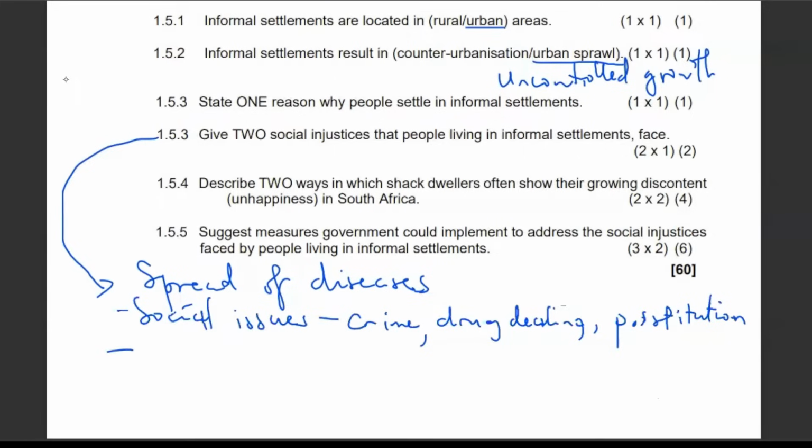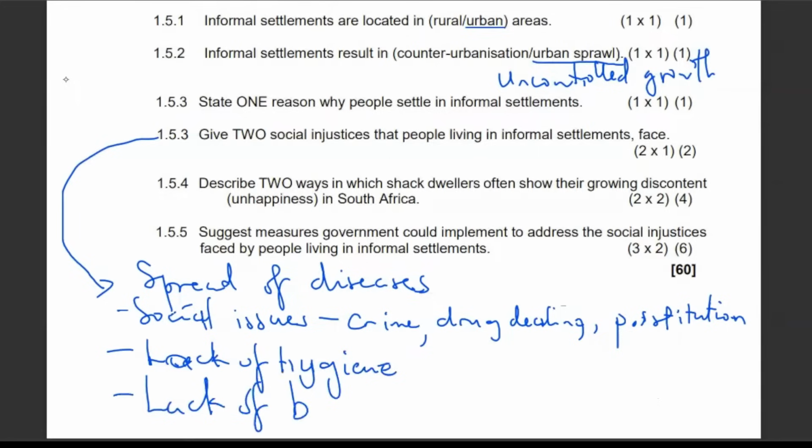Right, then we go on to look at other things like lack of hygiene. People must be exposed to a healthy environment. But in the informal settlements, the conditions are unhygienic. So it's an injustice. There's lack of hygiene. Then you can also talk of lack of basic services. Basic services, they do lack in the informal settlements.